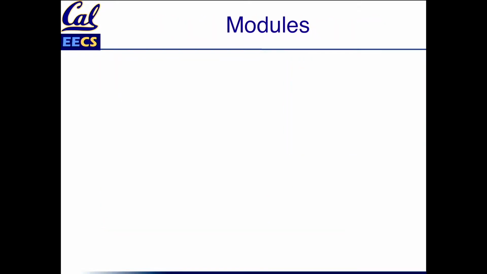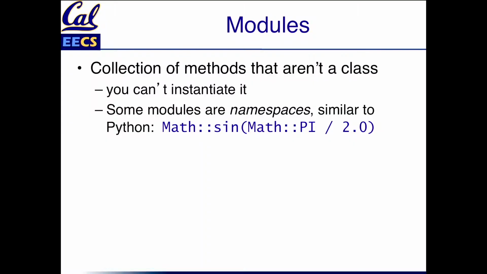To get the answer to the question, we'll introduce one new Ruby construct that doesn't really appear in other languages. And in languages where it does appear, the term module doesn't mean the same thing. In Ruby, a module is a collection of methods that aren't a class. So you can't instantiate it. There are no instances of a module. It's really just a group of methods that collect a bunch of related behaviors and they go together.